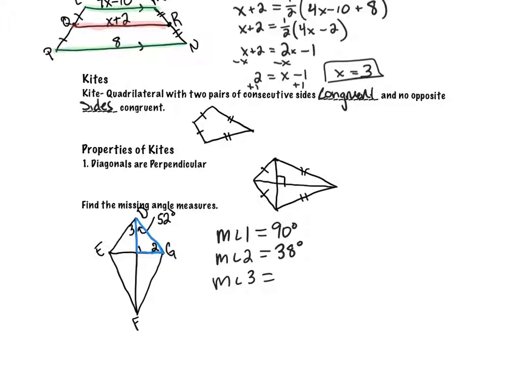And so when I want to find angle 3, something happens because this angle is also 90 degrees. We haven't really talked about this, but those triangles are congruent. So the angles up here, 3 and this 52, are also going to be congruent. Those two angles are always going to be the same.